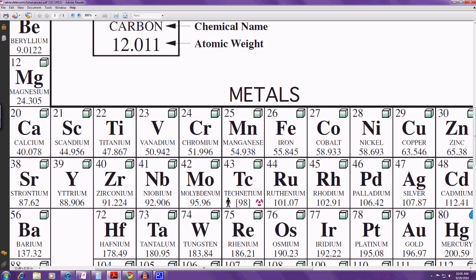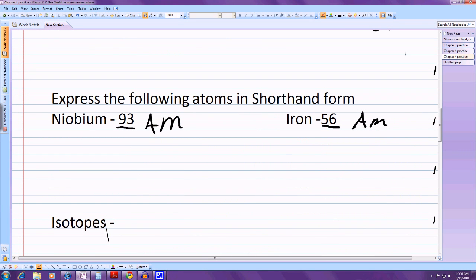Niobium has an atomic number of 41. So 41. But where did I write that? Oh, I wrote that in the wrong place there. My bad. Okay, so we want 93, 41, and then niobium is Nb. And that's how we'd simply write it in shorthand.